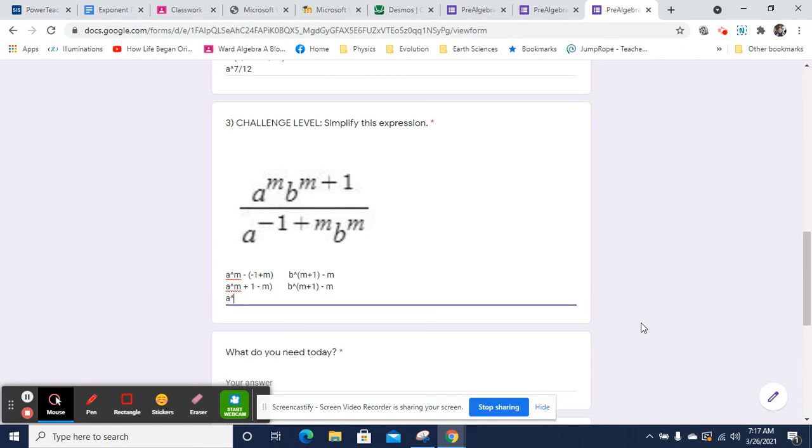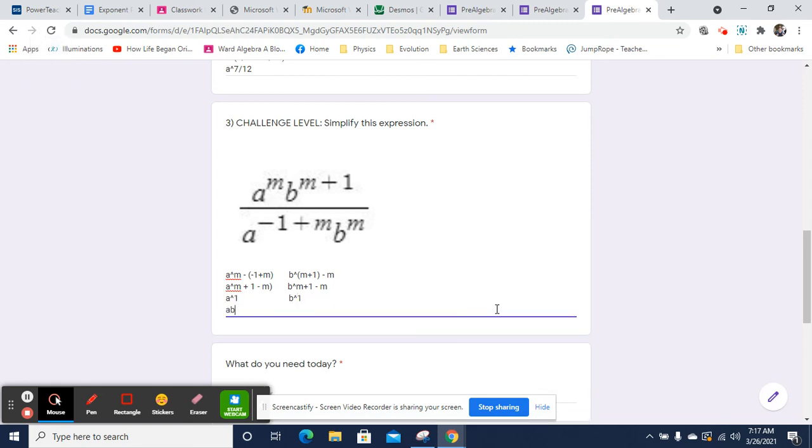So that's going to be a to the, well, what's m minus m? We'll deal with our like terms. m minus m is just nothing. So it's just a to the first. Now over here, I can drop the parentheses as well. I don't have to worry about distributing anything. So it's m plus 1 minus m. And so that's going to be b to the, well, m minus m is 0 again, plus b to the first. So this just ends up being ab. And that is that. I hope that helps.